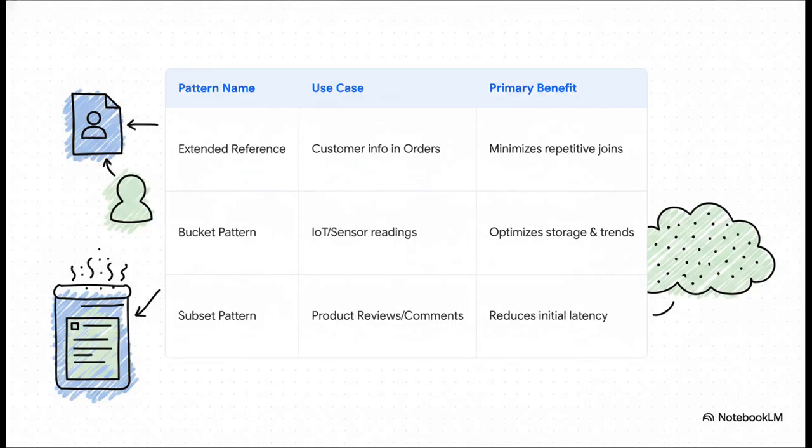And this new way of thinking has led to some really sophisticated hybrid patterns. For instance, with a pattern called extended reference, instead of linking out to a whole customer profile, you might just embed the customer's name and city right in the order document, just the bits you need. Or you could use the subset pattern. You embed, say, the 10 most recent comments on a blog post so the page loads super fast, but you keep the other 1,000 comments separate. It's way more nuanced, a much more surgical approach to modeling your data.